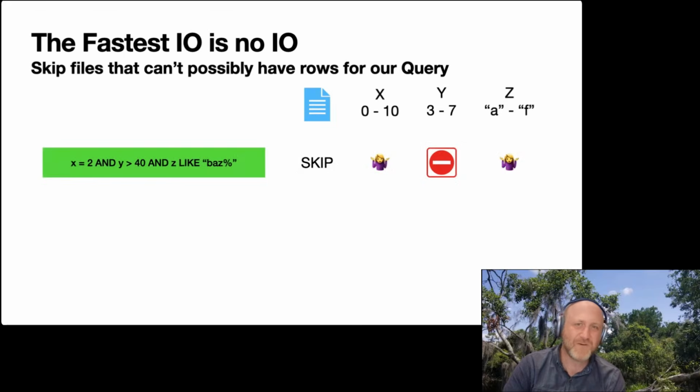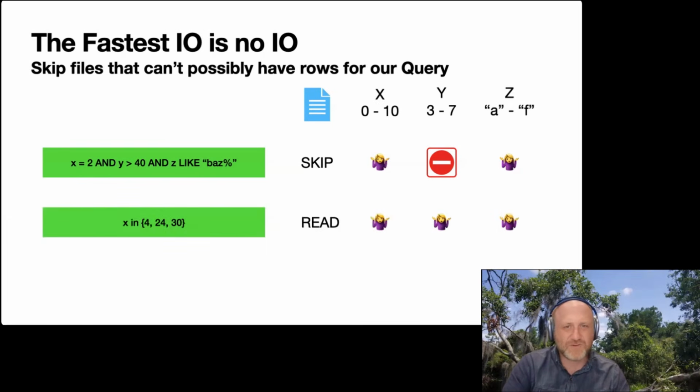For example, say I want a query where x is 2 and y is greater than 40 and z starts with BAZ. I can check the metrics in the footer of this Parquet file and say, well, 2 could possibly be in this file because it's between 0 and 10. Is y greater than 40 in this file? No, never going to happen. I know for sure I don't have to read this file. And just for good measure, can a row that starts with BAZ be here? Well, z is between A and F, so there's possibly a BAZ string somewhere in there.